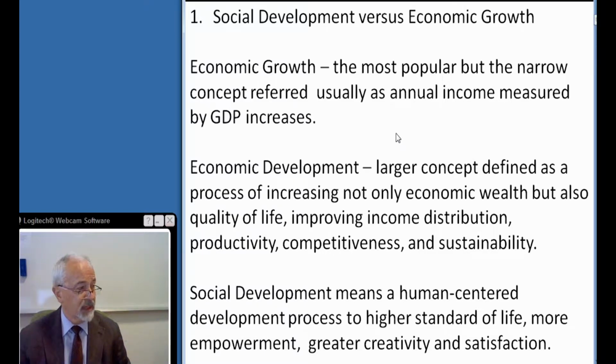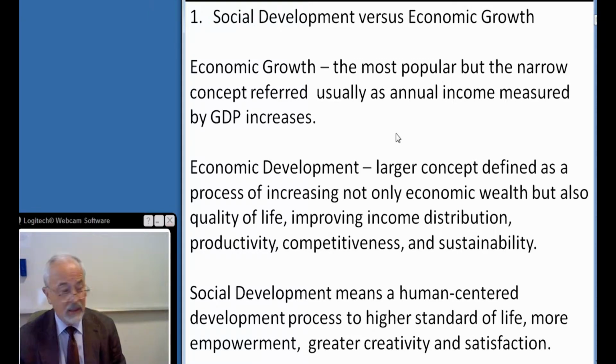But this is the most narrow of the three concepts I would like to introduce and clarify the relationship between. This is just the annual change in the income measured by GDP, increase or decrease. You know, we have negative growth when we have a decrease. Despite all deficiencies of GDP as the indicator of economic growth, this is still the most popular indicator. However, there are efforts, and I'm also a part of this, to substitute it, or at least complement it with other indicators that better inform us not only about economic, but about social development.